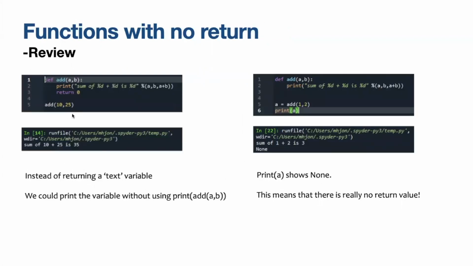Also, as I said just before, there are functions with no return statement. So we can write return 0. That means the add function with 10 and 25 returns 0. However, we only need this print statement, so we can just remove the return statement here, and it basically gets the same result. However, if you print out a, which is retrieving the output from the add function, since there's no return statement, it gets nothing and returns None.